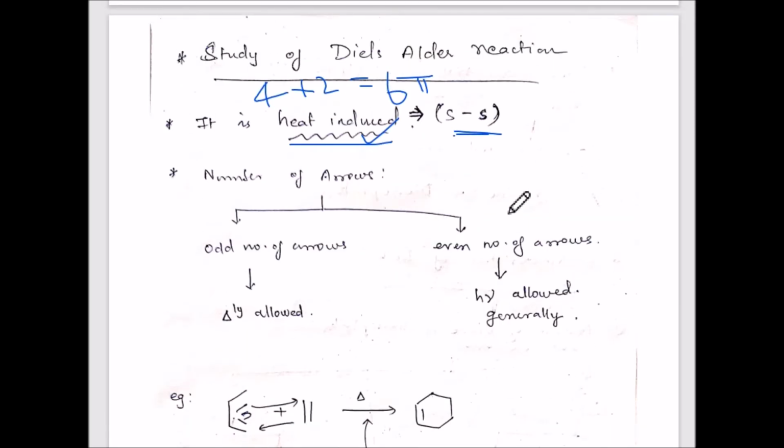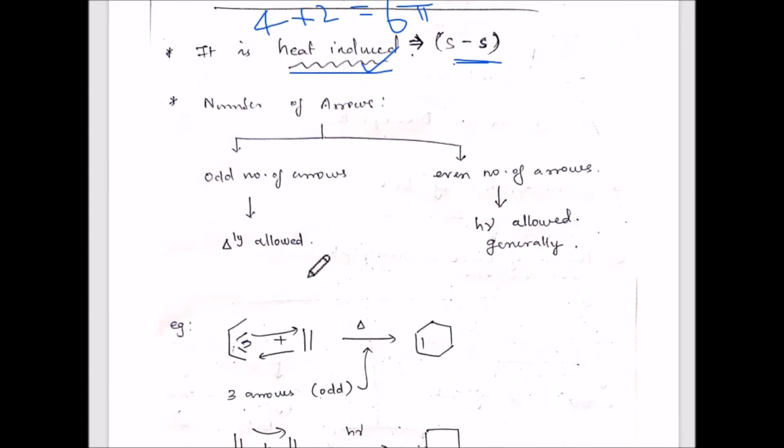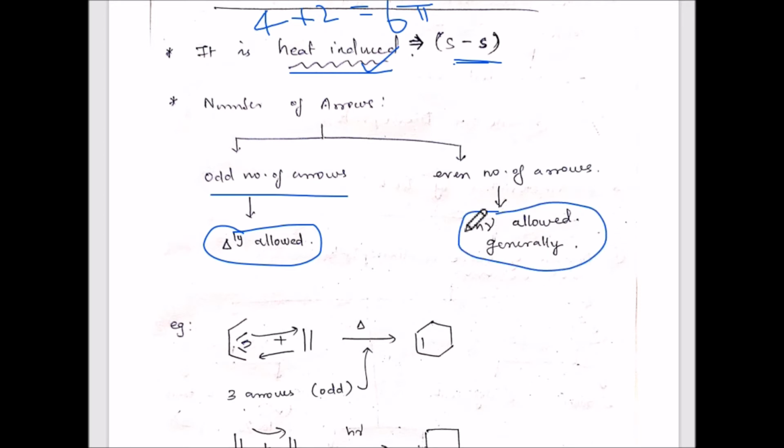There is one more technique to identify whether it is thermally allowed or photochemically allowed from the reaction mechanism itself. When you do a ring closure with the number of arrows which you have used, from that itself you can understand the type of reaction. If you have an odd number of arrows, it is a thermally allowed reaction. If an even number of arrows are involved when you do the cyclization, it is photochemically allowed.